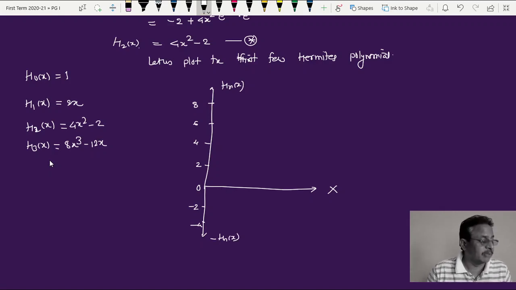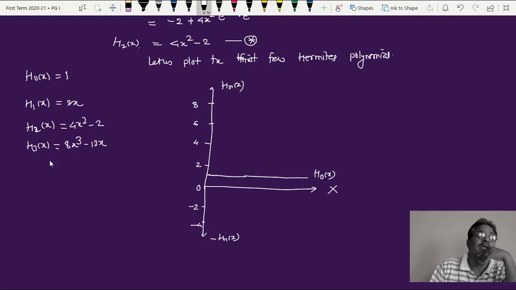Now see, the first polynomial is for all values of x. You can take the left hand side or the right hand side, it doesn't matter, but for all values of x from 0 to infinity, this function gives me only this line, which is parallel to the x axis. So this is my h0 of x, and its value is 1 for all values of x.